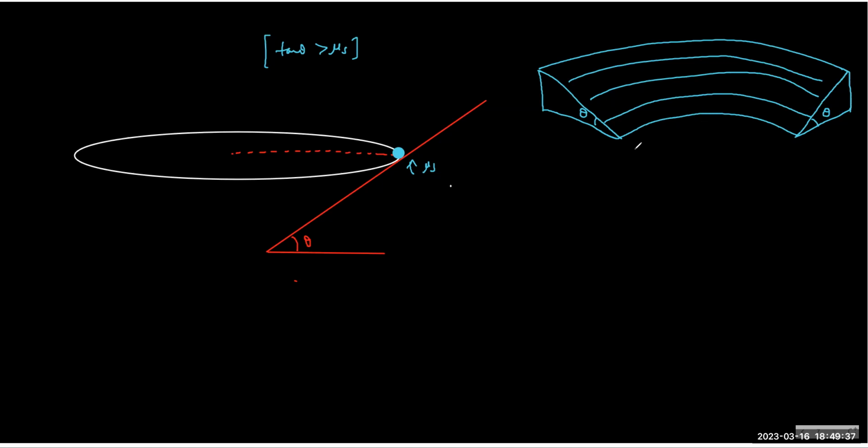So the question is, if tan theta is more than mu, what is the V minimum the car must have in order to remain in equilibrium at that height? It means you should not slip down or go up. So what is the V minimum required here? Any guess?